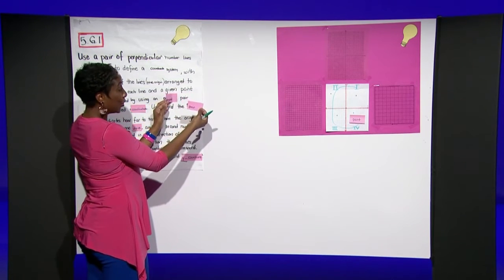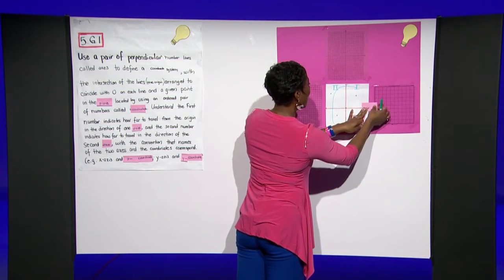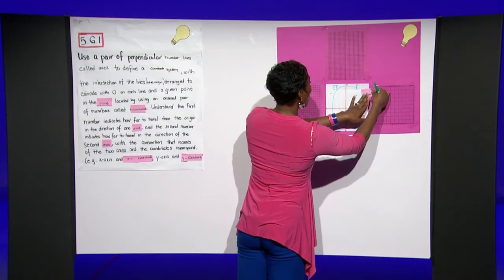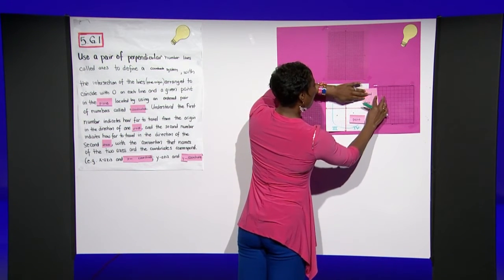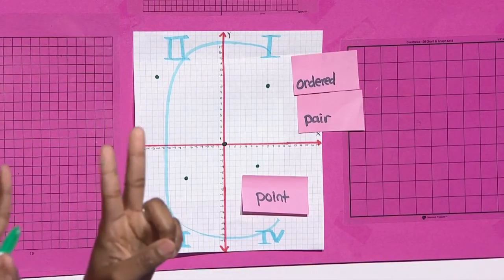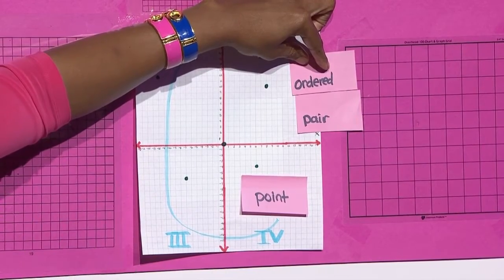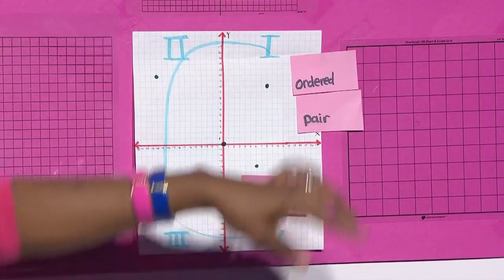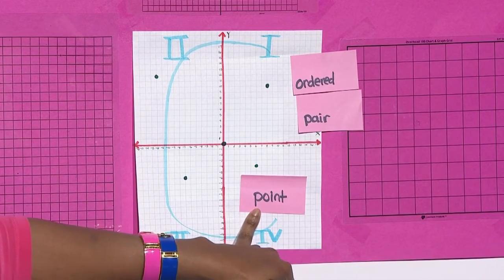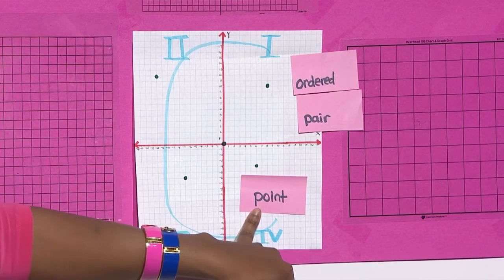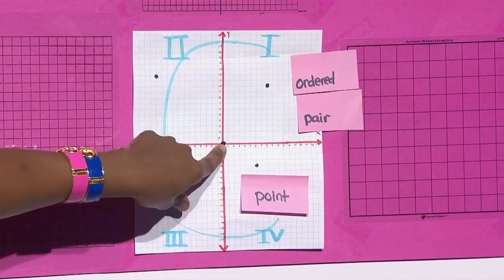Remember, pair means 2. So let's think through that for a moment. I'm going to look at this point right here, and I'm going to name this as a set or an ordered pair. Remember, pair means 2. The word ordered is very important because it has to be in a particular order. So you're probably asking yourself, well, how do I name this point? In order to name a point, you have to start at the origin. That's why the origin is so very important.